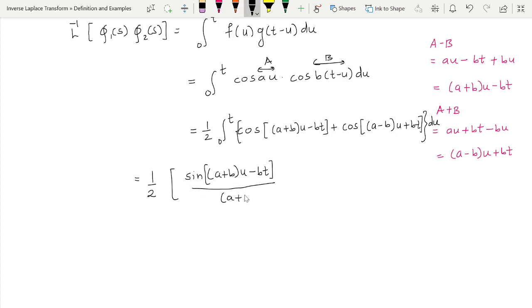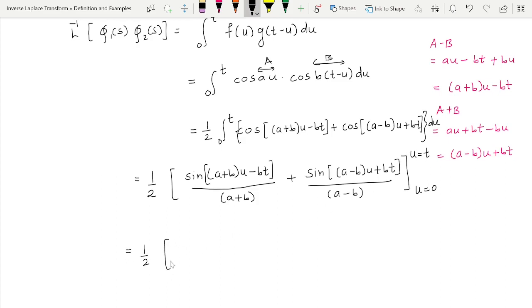Obviously we will have A plus B, and again plus this will be sine of (A minus B)u plus BT, and divided by what? A minus B, and the limits of integration, don't forget that it varies from 0 to t, and note that these are the limits of u. Okay, so u varies from 0 to t. So whatever upper limit we are going to substitute, that we are supposed to substitute for.